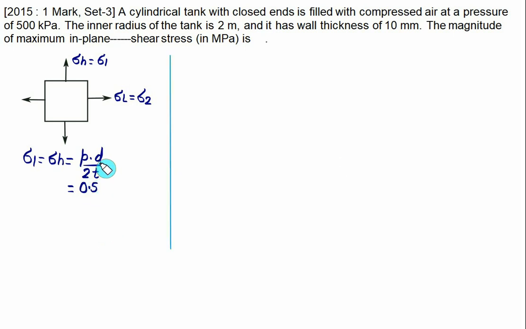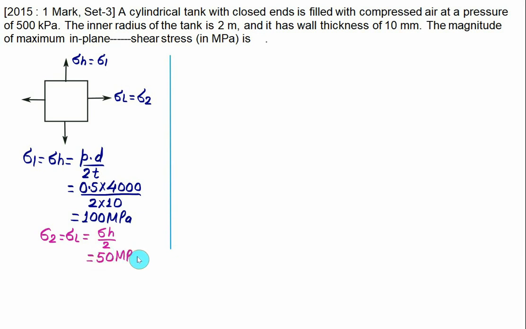Multiplied by the diameter; the diameter is 2 times the radius, so that is 4 meter, which is 4000 mm, divided by 2 times the thickness, and the thickness is given as 10 mm. So we have 2000 divided by 20, which is equal to 100. So the value of sigma 1 will be equal to 100 megapascal. In this case sigma 2 is the longitudinal stress, which is the hoop stress divided by 2. 100 by 2 will be equal to 50 megapascal.